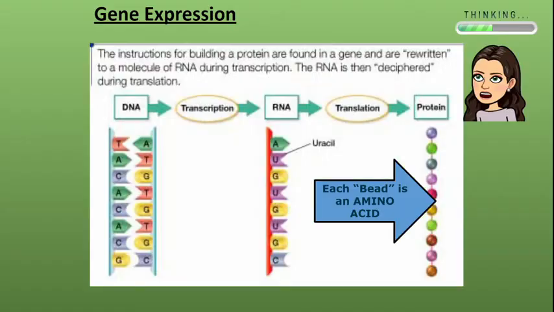Now, let's get into gene expression. The instructions for building a protein are found in a gene and are rewritten to a molecule of RNA during transcription. The RNA is then deciphered during translation. So just remember, you go from DNA to transcription to RNA to translation, which makes proteins.